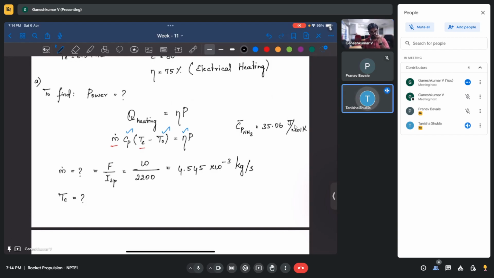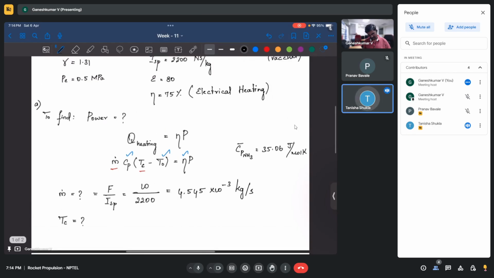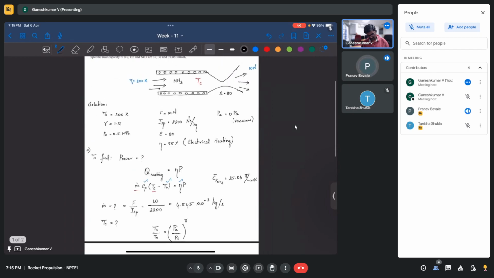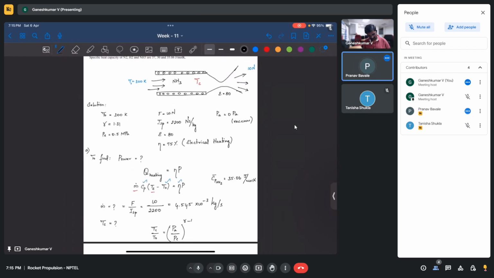Using this formula: Tc by T naught, the adiabatic relation, is equal to P ambient by Pc to the power gamma minus 1 by gamma. Okay. Why did we select this?